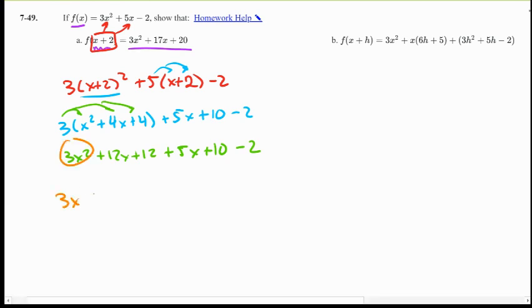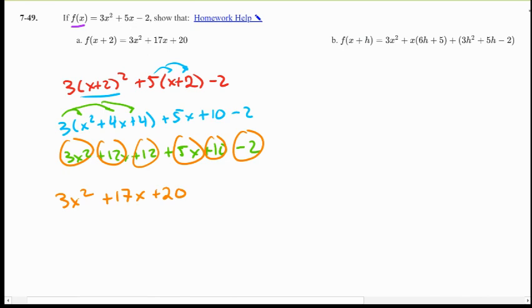So here's my only x squared term. Then I have 12x and 5x here to combine, which gives me plus 17x. Then I have 12 plus 10 is 22, minus 2 is 20. And so effectively, I have now proven here by plugging in x plus 2 into f of x that we end up getting 3x squared plus 17x plus 20.